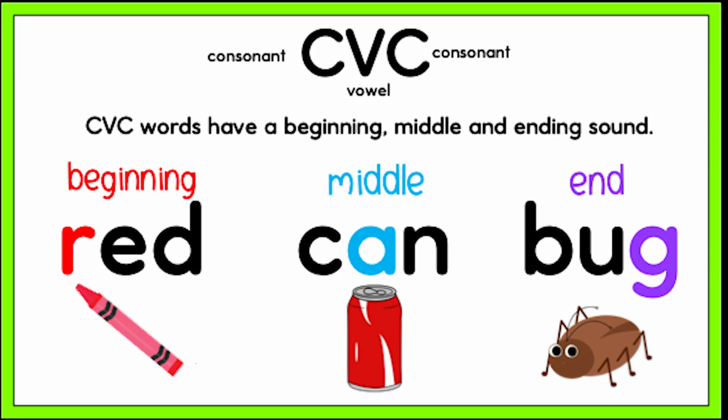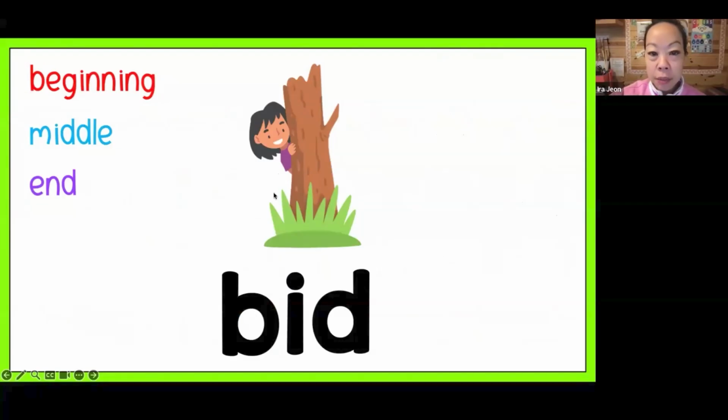Okay, everyone. So for the first activity, we are going to figure out which letter is wrong, okay? Because in our three-letter words, we know that they have a beginning sound. In the middle is our vowel because we have learned that vowel sounds go in the middle, and then we will have an ending sound.